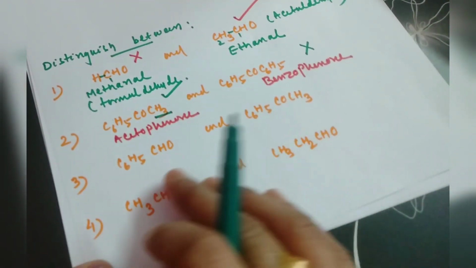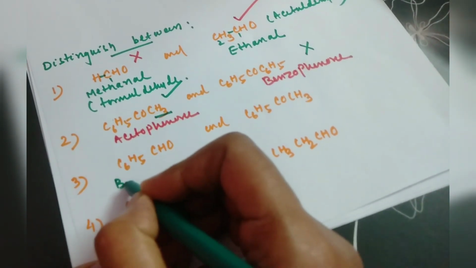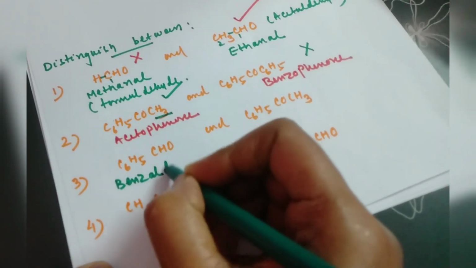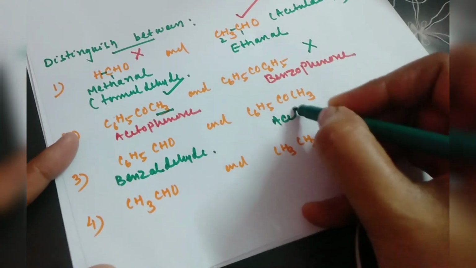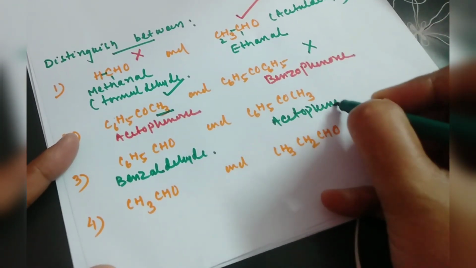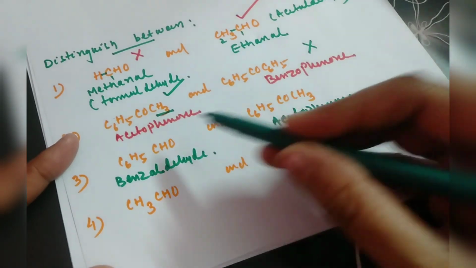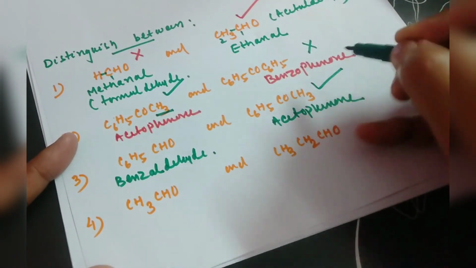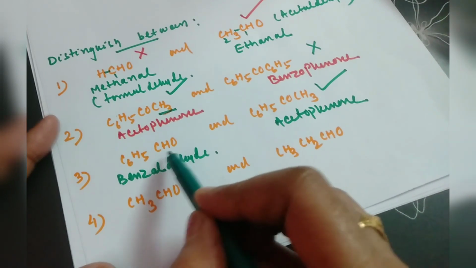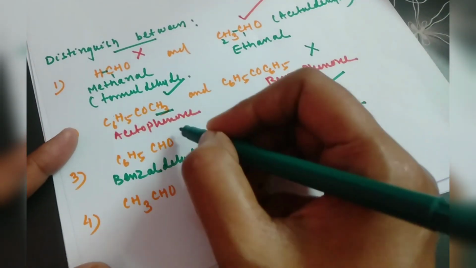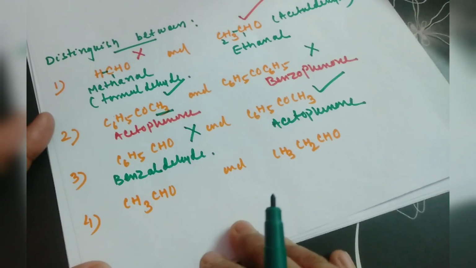Okay. And next, this one is your benzaldehyde. And this is your acetophenone. Same thing, we know that acetophenone will give the iodoform reaction, but in benzaldehyde the phenyl group is directly attached to the carbonyl group. There is no methyl group attached, so it will not give the iodoform reaction test.